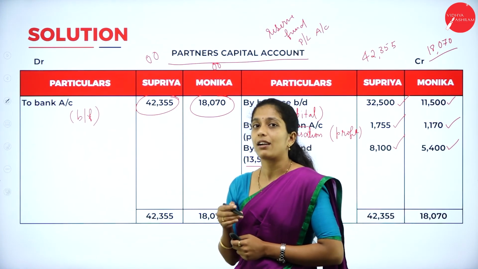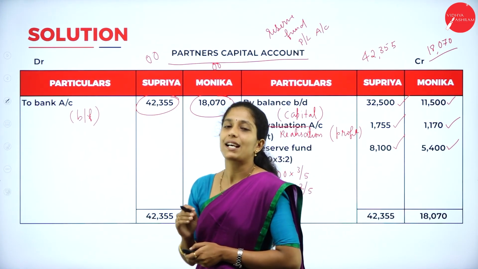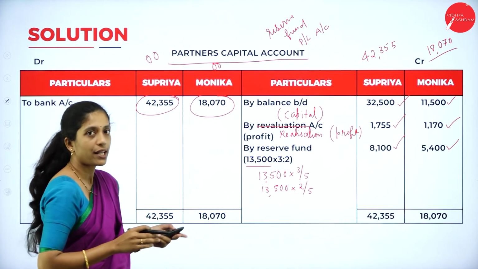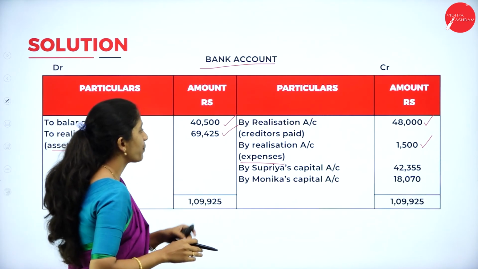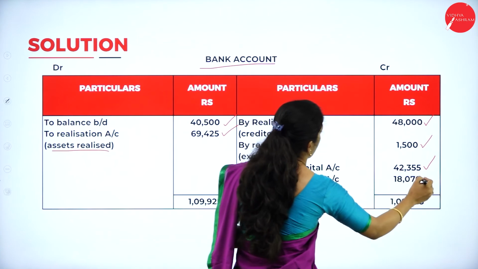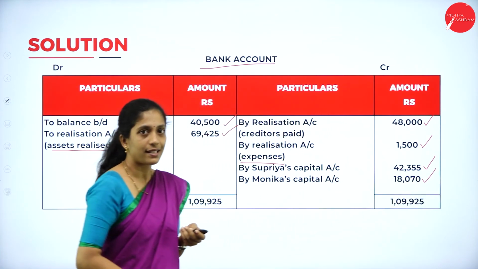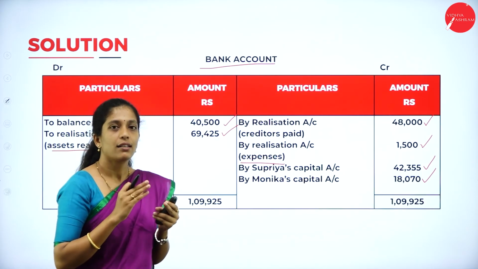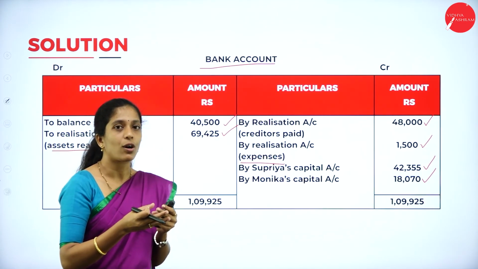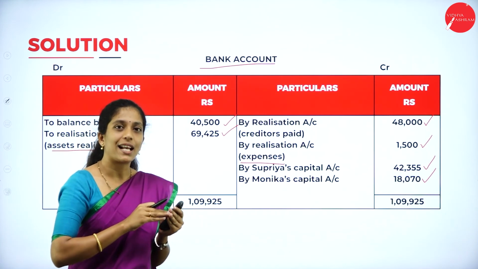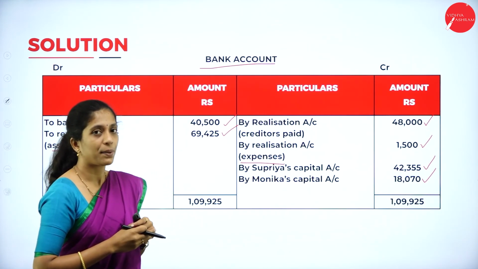So in your bank account, how do you record? By Supriya's capital account and by Monica's capital account, you have to transfer these two amount. By Supriya's capital account, 42,355. By Monica's capital account, 18,017. Now we are done with all the entries. We have recorded the entry or we have recorded the amount which has been transferred to bank account from realization account as well as partners capital account.